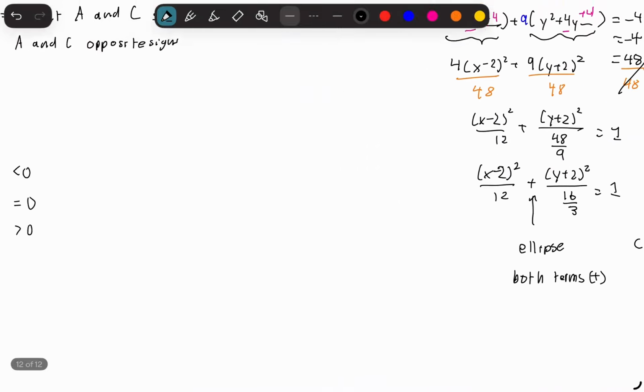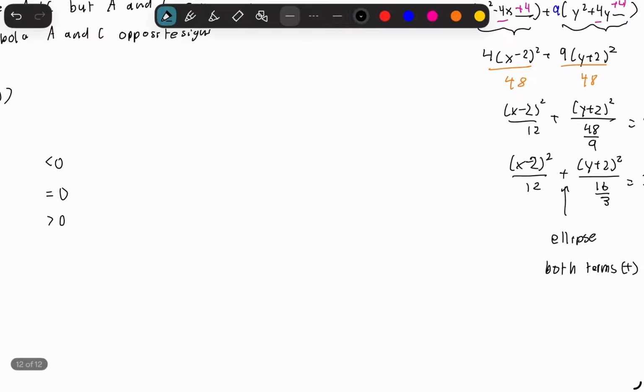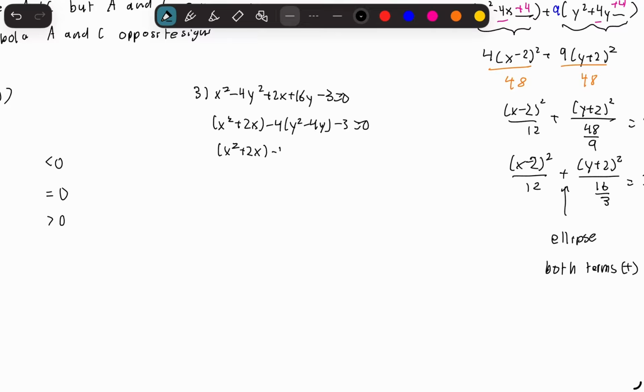Now, what about another problem like this? Let's say we have x squared minus 4y squared plus 2x plus 16y plus or minus 3 is equal to 0. So now you can group these variables together. That would be x squared plus 2x minus 4y squared minus 4y minus 3 is equal to 0. So x squared plus 2x minus 4y squared minus 4y is equal to 3. Just adding that 3 to both sides.